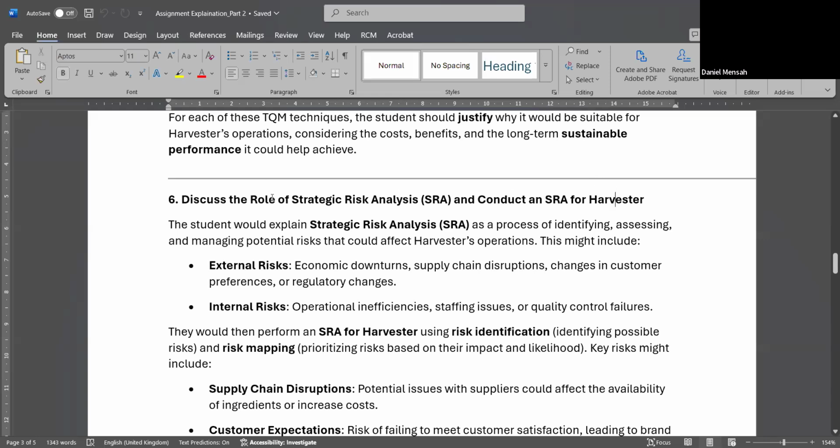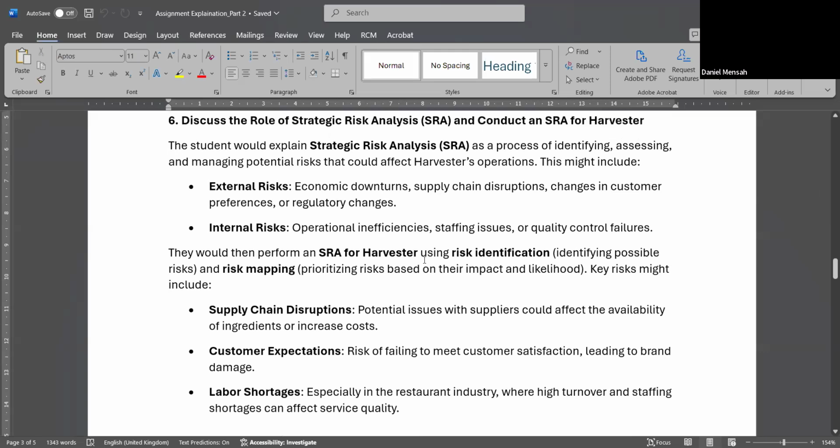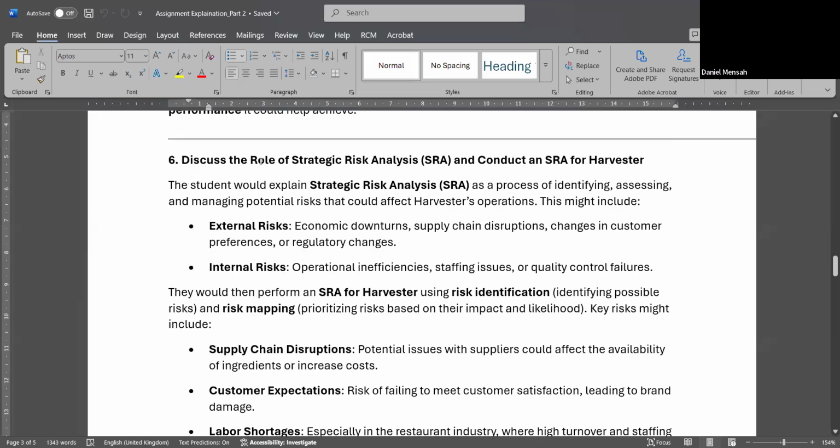First of all, you are going to discuss the role and importance of SRA in operation management. Then you are conducting the actual SRA for the harvester. You are making a table kind of thing, and then you will be doing that. So the first part, discuss the role. You will explain the SRA as a process. So what is this process? You can talk about it.